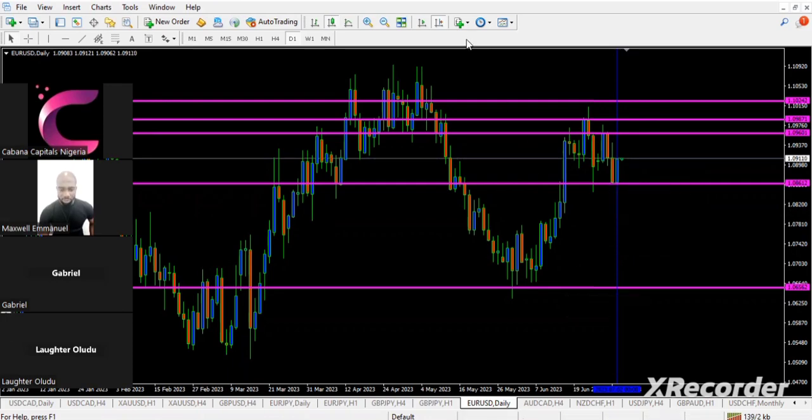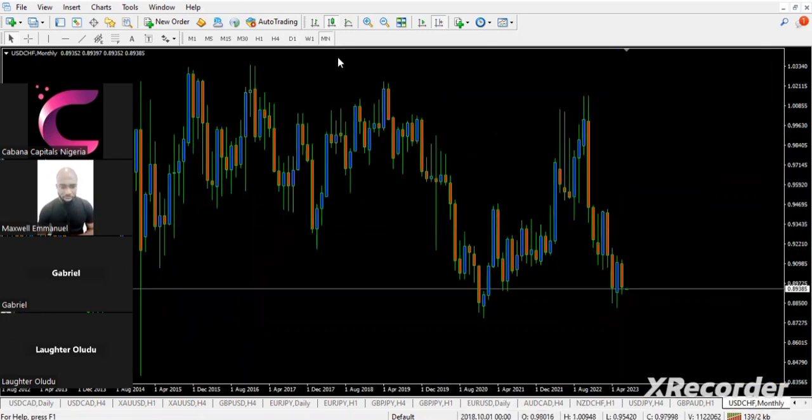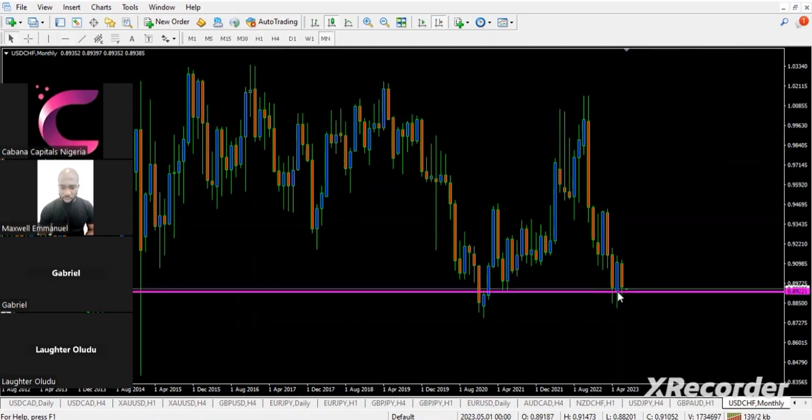Which other pair is left? USD CHF. I think that's the last pair. Then USD JPY. USD CHF. This is the monthly setup. Last month's candle tested this support, and there was a rejection from that level. Let's go down to the next lower time frame, which is weekly.